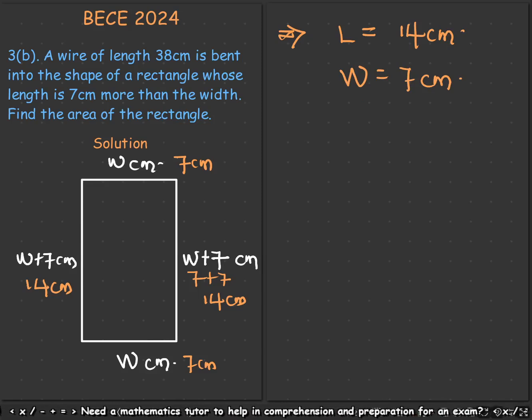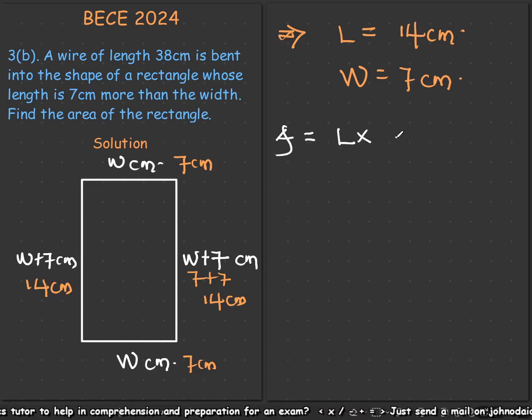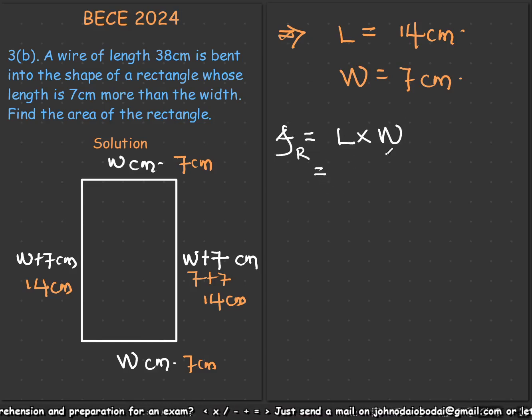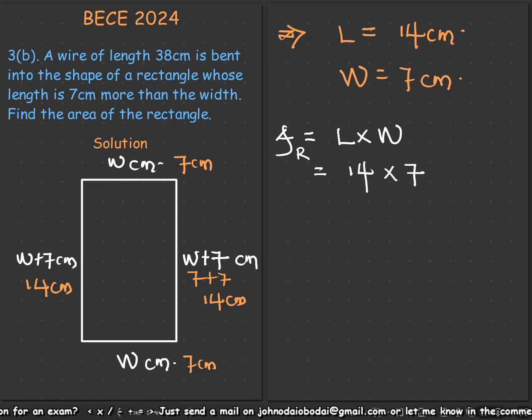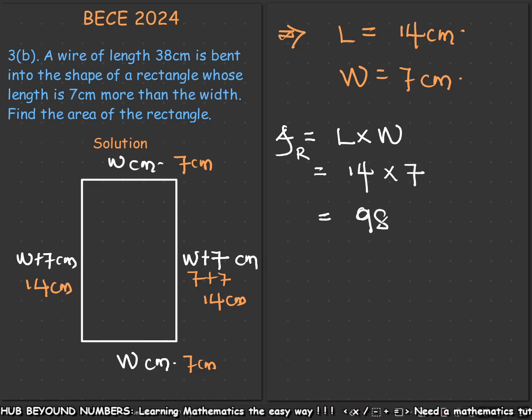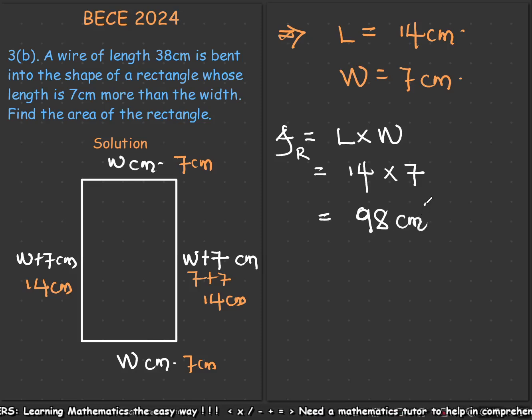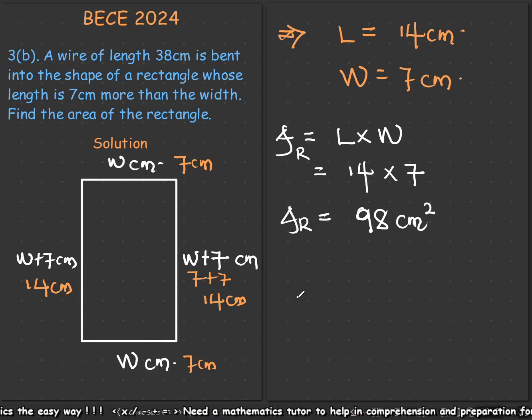Now, we know the area of a rectangle. So, area of a rectangle is equal to the length times the width. So it simply means the area we are looking for is actually the 14 times the 7. And we know 14 times the 7 will give us 98, not forgetting the units. So 98 centimeter squared. Therefore the area of the rectangle is 98 centimeter squared.